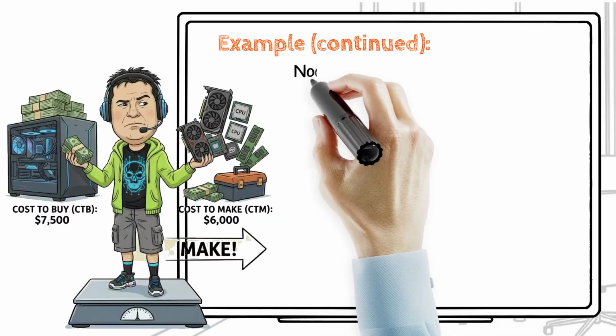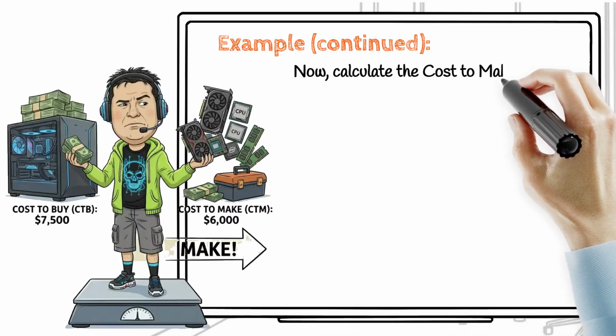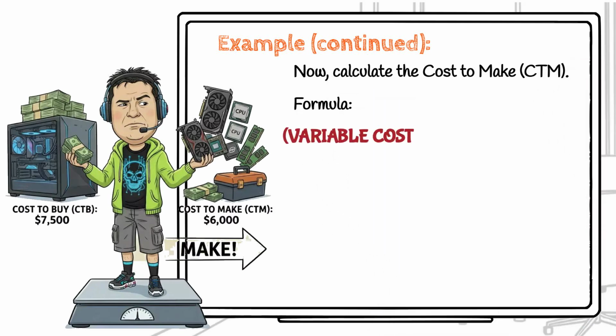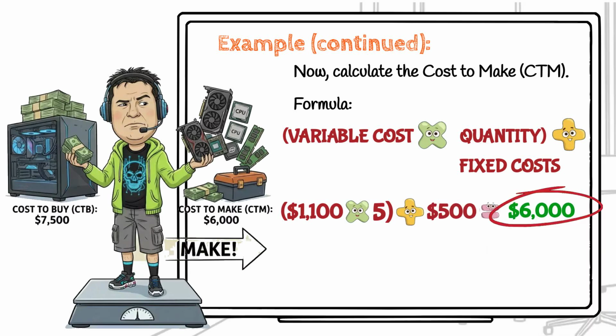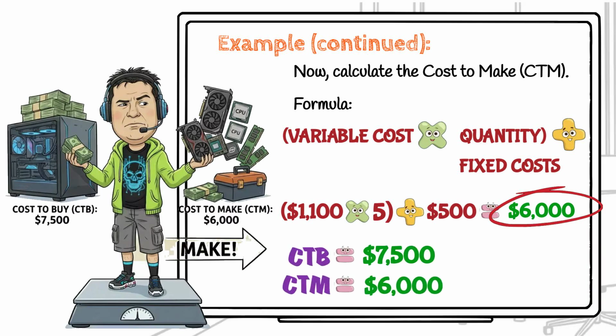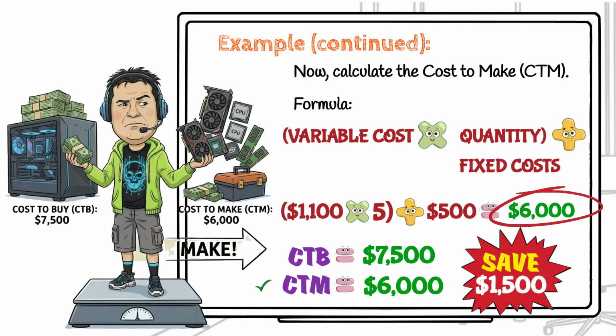Now, calculate the cost to make, CTM. Formula: variable cost times quantity plus fixed costs. If individual components are $1,100 per PC and specialized tools cost $500, then 1,100 times 5 plus 500 equals $6,000. Comparing the two, CTB is $7,500 while CTM is $6,000. Because building them in-house saves $1,500, the team should choose to make the PCs instead of buying them.